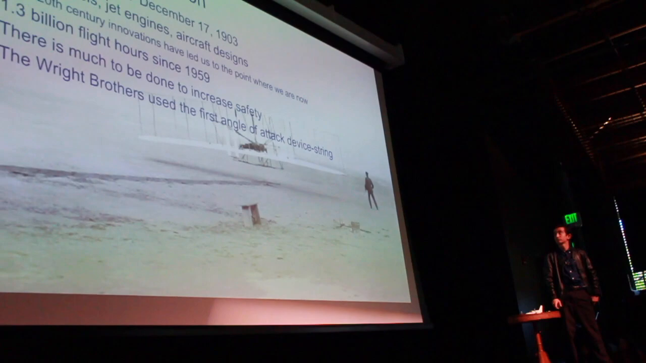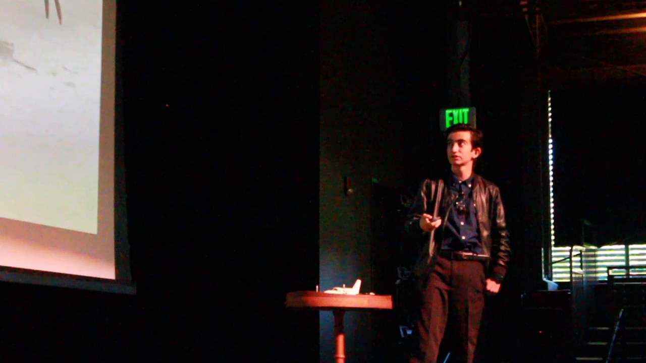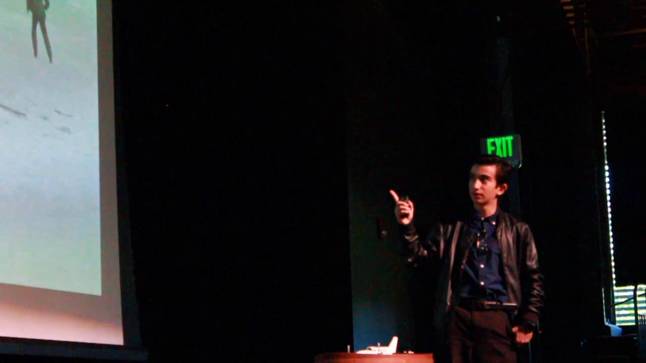The first manned flight was done by the Wright brothers on December 17th, 1903, and since then, many new technologies such as instrumentation, aircraft designs, and wind tunnels have been developed to get us where we are today in modern technology. There have been a cumulative 1.3 billion flight hours since 1959, and there has been much done to increase safety, but not enough to prevent loss of control events. In fact, the Wright brothers were the first to understand angle of attack as they attached string on the ends of their wings so they could detect the angle of attack.